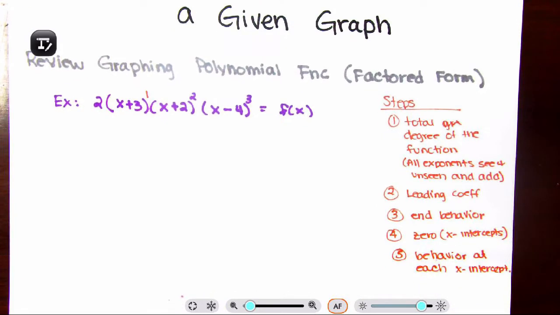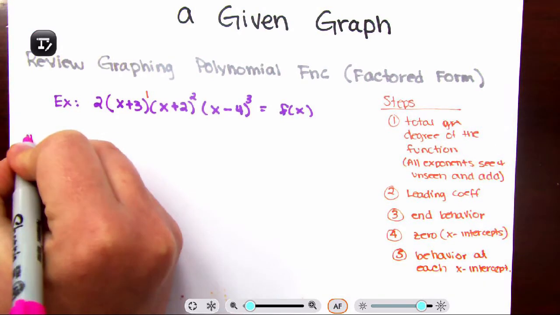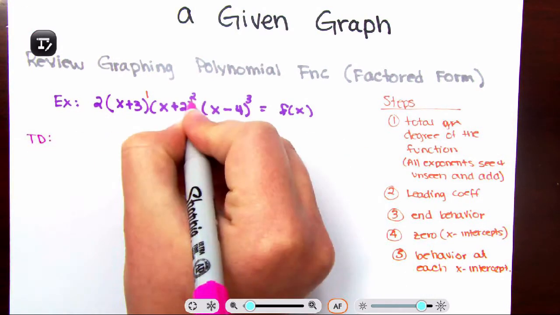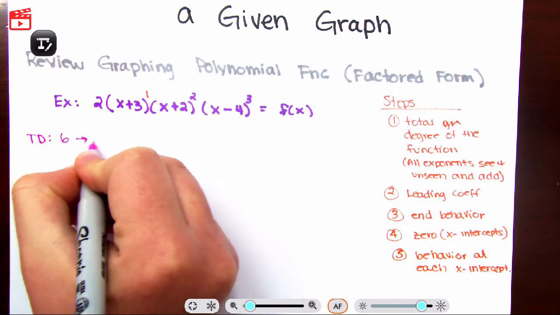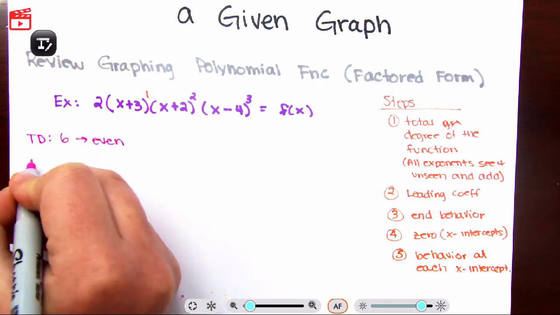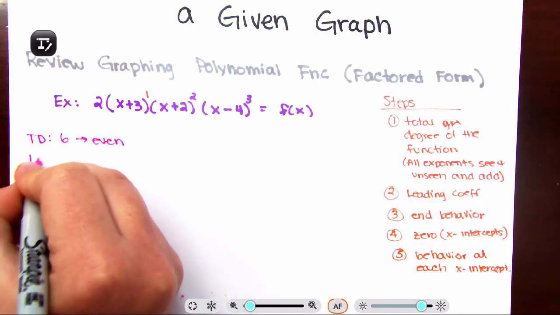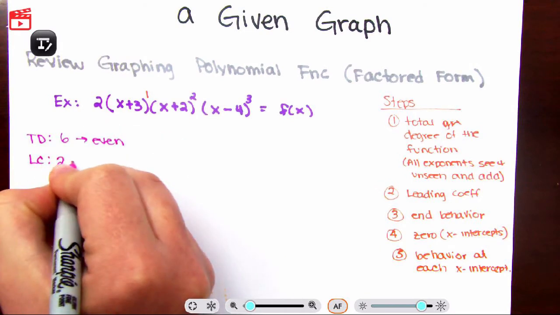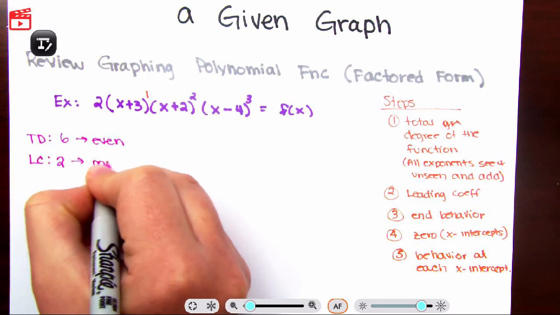Okay, so now that we have our steps, if you want to write them down, go ahead and pause the video and quickly jot them down. But we're going to go ahead and continue. Step number 1, total degree of the function. We have 3, 4, 5, 6. 6 is even. Then we want the leading coefficient. Leading coefficient is 2. 2 is positive.